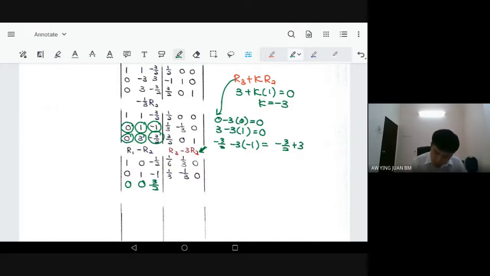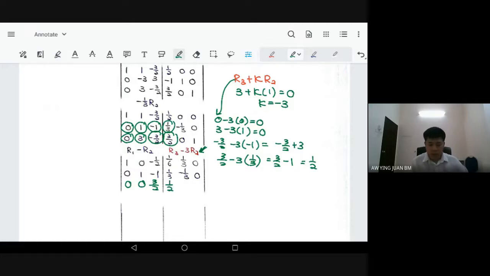Next, we have row 3. 3 over 2 minus 3, multiplied with 1 over 3 because of row 2. So if we simplify the situation, we will have 3 over 2 minus 1. So our answer becomes 1 over 2.